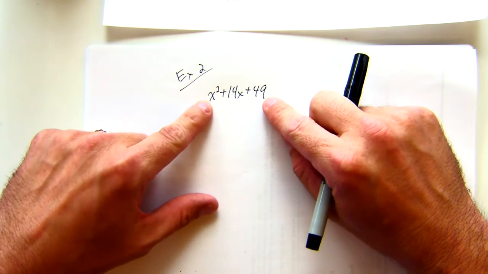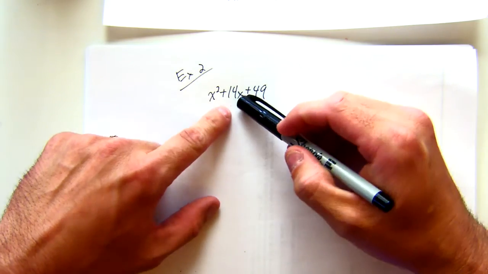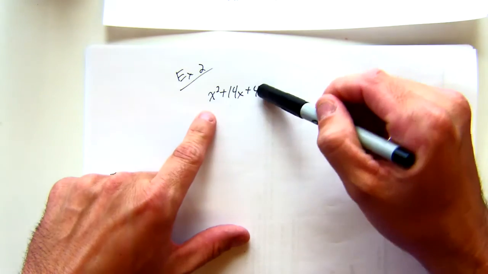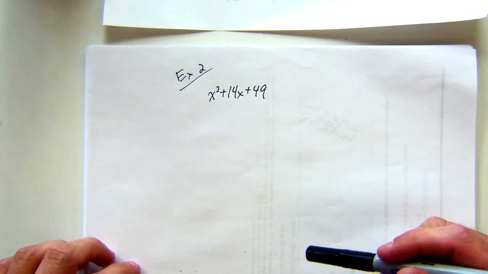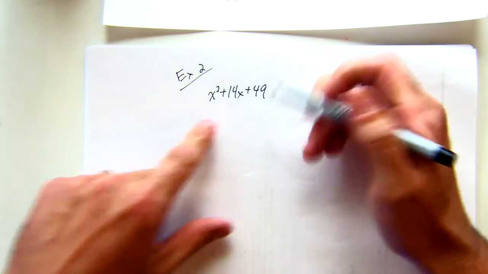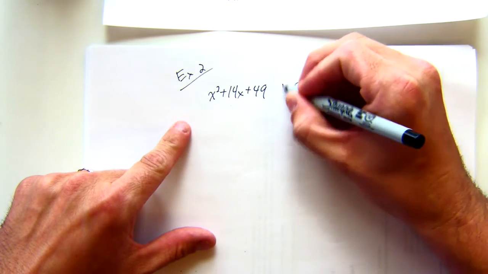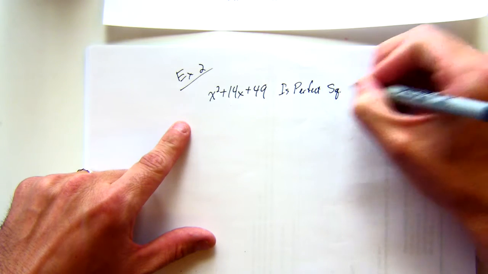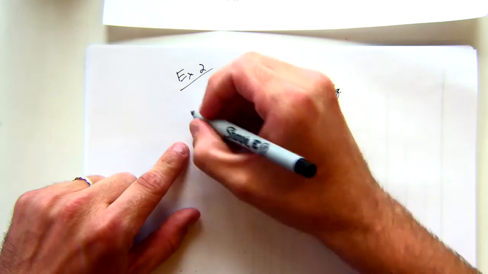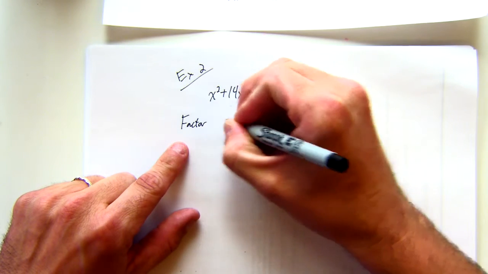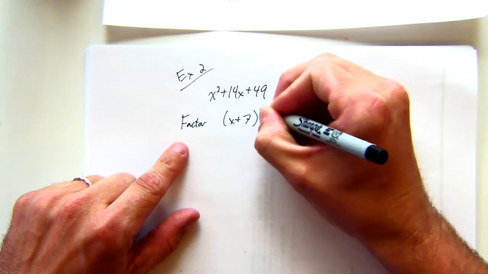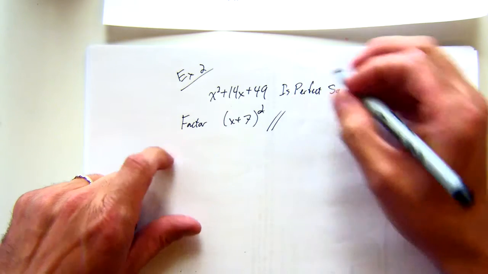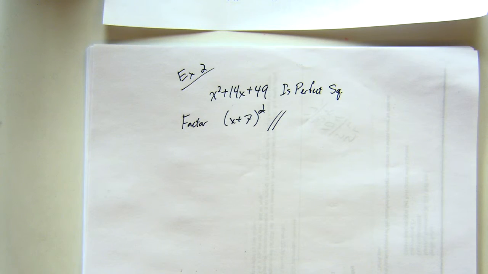And then ask yourself, is the middle term equal to 2 times 7 times x? Yes, because it's 14x. This is a perfect square. And then what does it factor to? x plus 7 squared. And that's it. We're done.